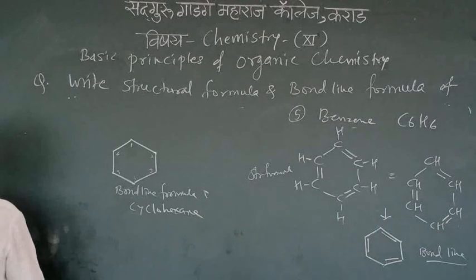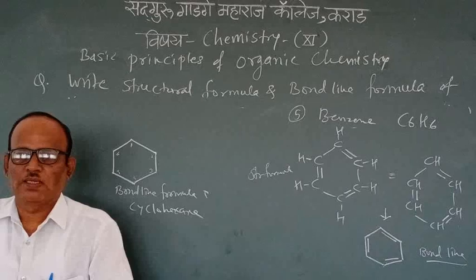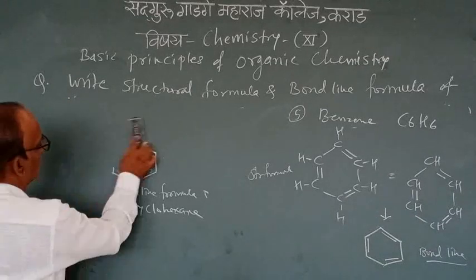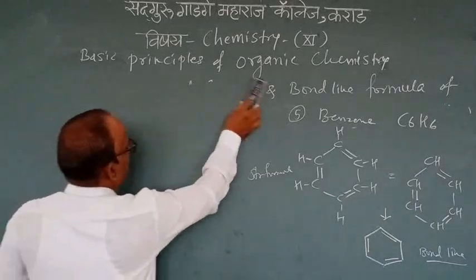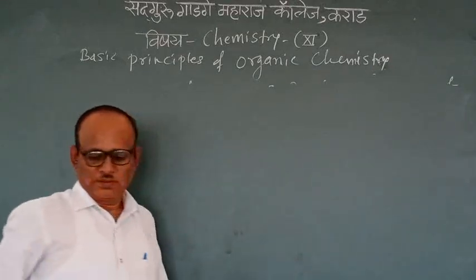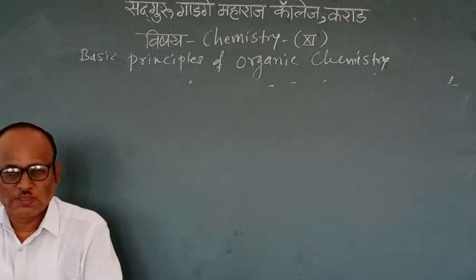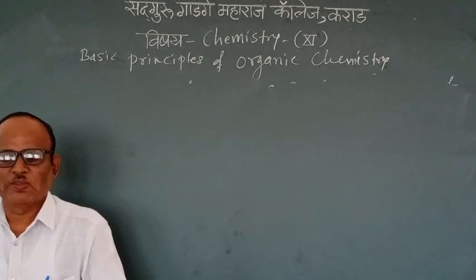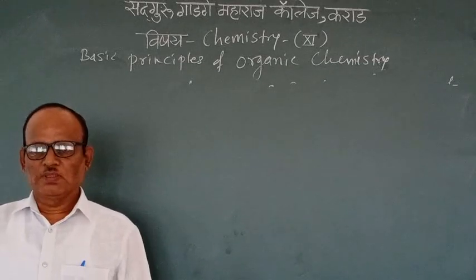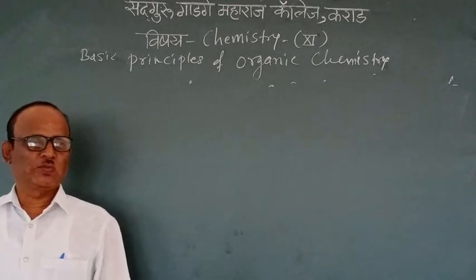So these are some examples of how to write the structural formula and bond line formula of organic compounds, that is hydrocarbons. In the next lecture we are going to study 4 more different formulas. These are the Wedge formula, then Fischer's projection formula, Newman's formula and Sawhorse formula.